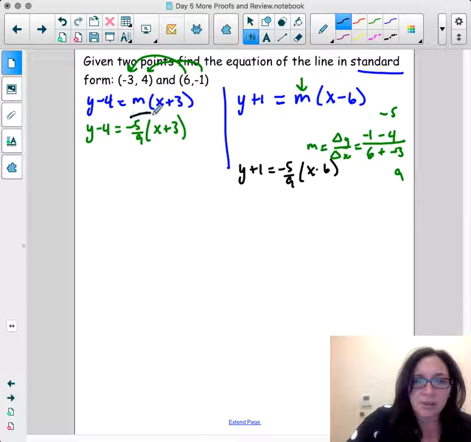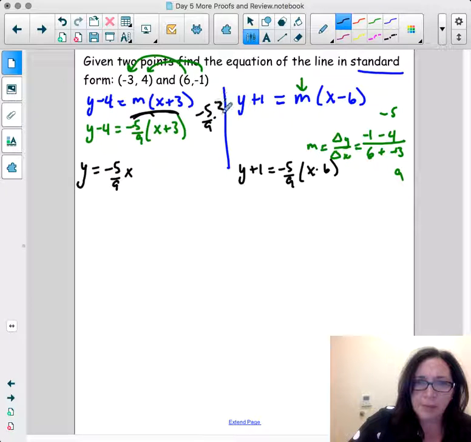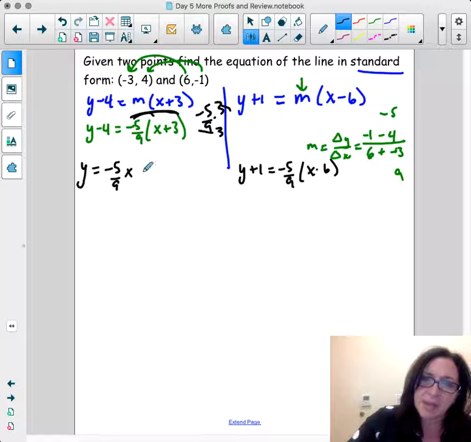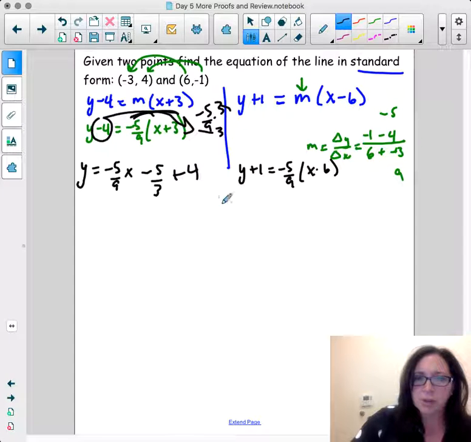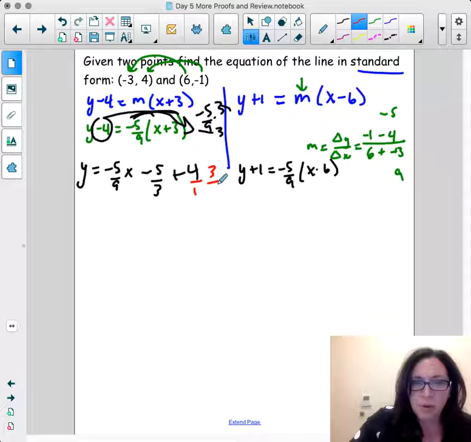I'm going to distribute, and this negative 4 is going to come over to the other side. So we have negative 5/9 times x, which is negative 5/9 x, and negative 5/9 times 3. So let's see here. Negative 5 over 9 times 3, 3 cancels. That makes negative 5/3. But don't forget this minus 4, when I bring it to the other side, becomes plus 4. And I need a common denominator. So that's going to be multiplying by 1 in the form of 3 over 3.